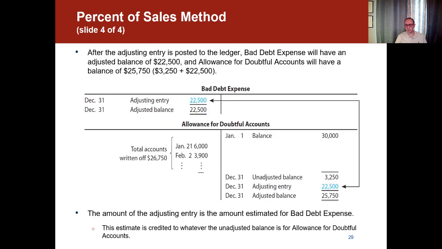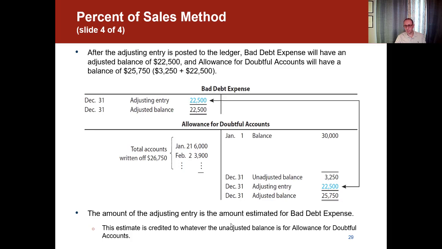How is this going to affect the balances for the bad debt expense and the allowance for doubtful accounts? You can see here we debited the bad debt expense for $22,500, and we credited the allowance for doubtful accounts by $22,500. So as it says here, after the adjusting entry is posted to the ledger, bad debt expense would have an adjusted balance of $22,500, and the allowance for doubtful accounts would have a new balance of $25,750. How did we get the $25,750? Because we had an existing $3,250, and we added to it $22,500, so that brought the new balance to $25,750.